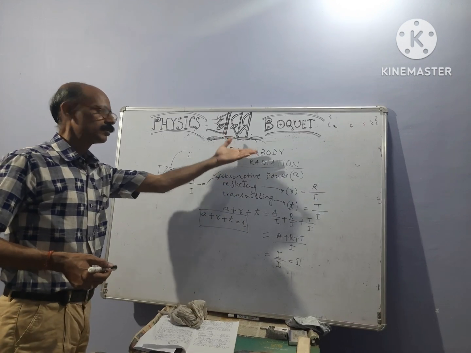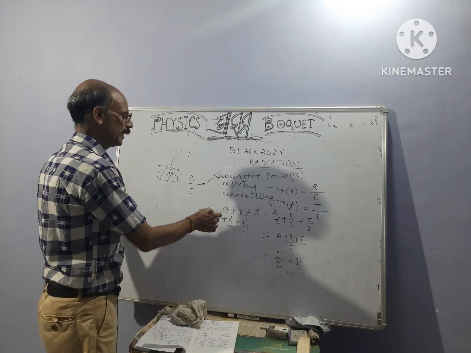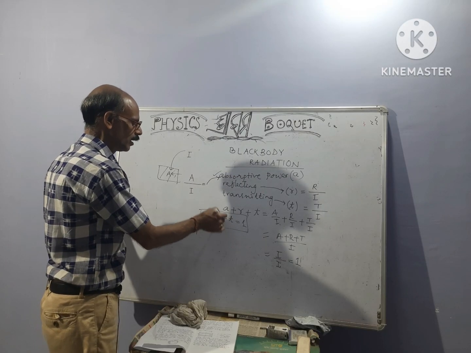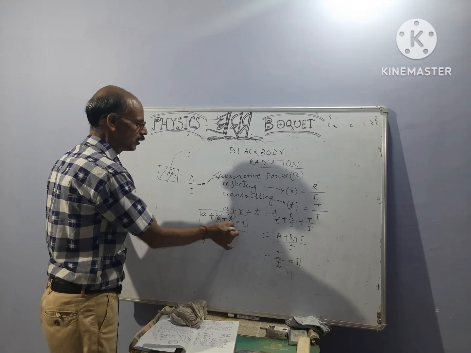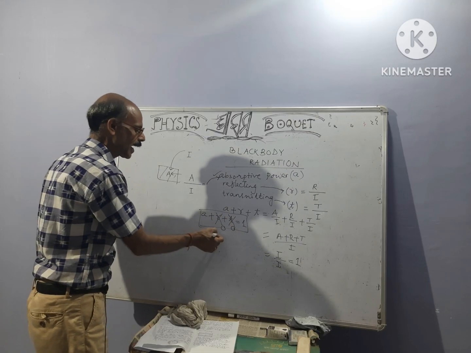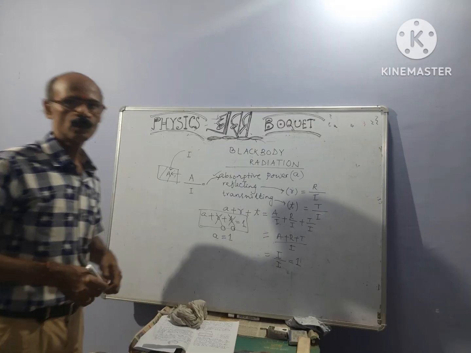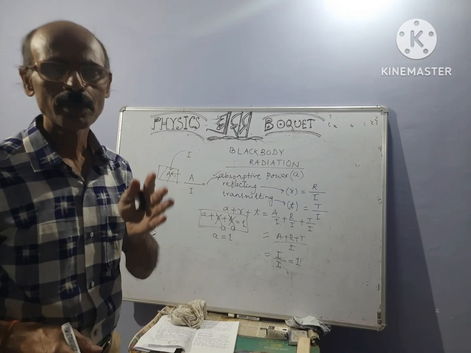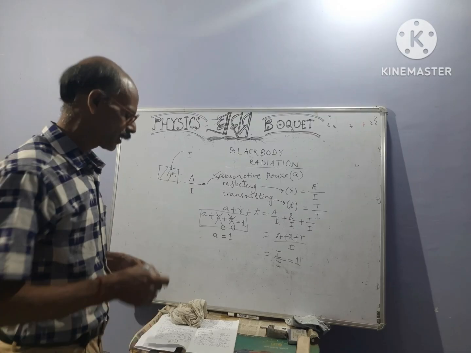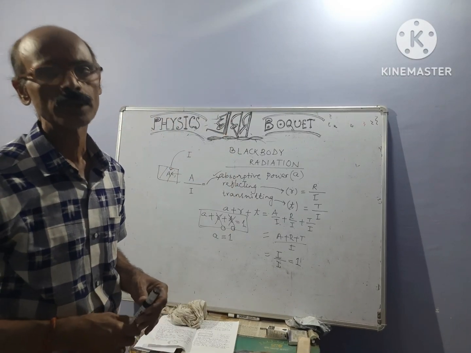Now come to the black body. For a black body, the reflecting power and transmitting power are both 0 and the absorptive power is 1. So the absorptive power of a perfect black body is 1. It is able to absorb all the energy incident upon it.